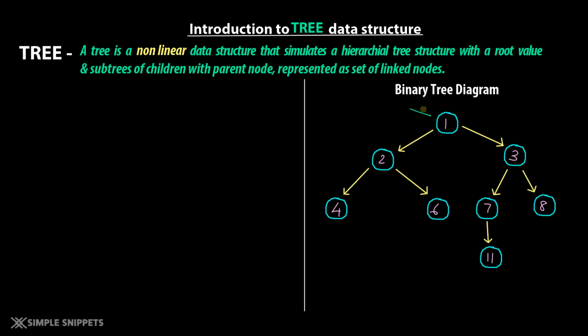So you can see this is the root node, it has 2 children, which is 2 and 3. 2 also has 2 children, 4 and 6. 3 has maximum 2 children, 7 and 8. And 7 has one child, which is also valid in a binary tree. The rule is that you cannot have more than 2 children per parent.